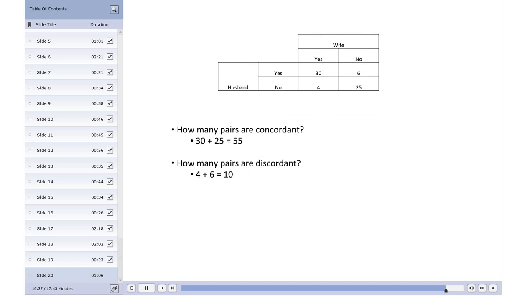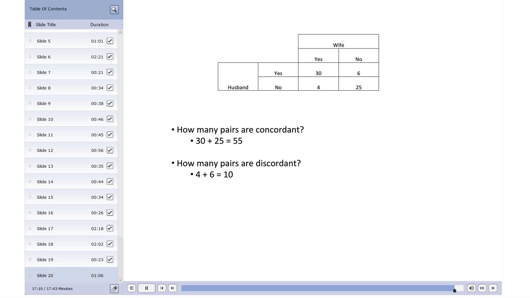This last slide covers concordant and discordant pairs, and the example here is similar to a homework problem where a bunch of couples are asked whether they approve or disapprove of some policy proposal. The couples are broken down according to whether the husband said yes or no and the wife said yes or no. So the first question says how many pairs are concordant. A concordant pair is a pair where the subjects are the same. So we have 30 pairs where the husband and wife both said yes, and we have 25 pairs where the husband and wife both said no. So those are our concordant pairs, so we have 35 plus 25 is 55.